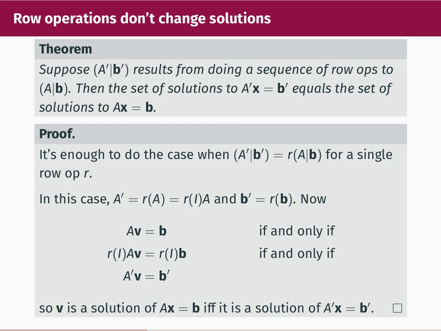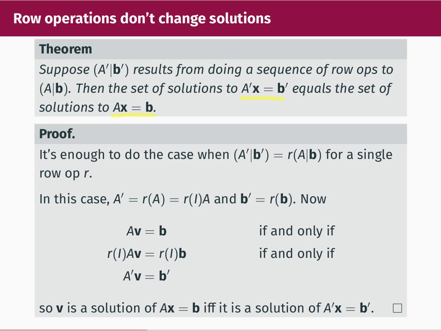beginning with the result, which can be phrased as saying row operations don't change the solutions to a system of linear equations. Specifically, here's the statement of the theorem I'm going to prove. Suppose that you have an augmented matrix A', B' that results from doing a sequence of row operations to another augmented matrix AB. Then, the set of solutions to the matrix equation you've ended up with, A'x equals B', is the same as the set of solutions to Ax equals B.